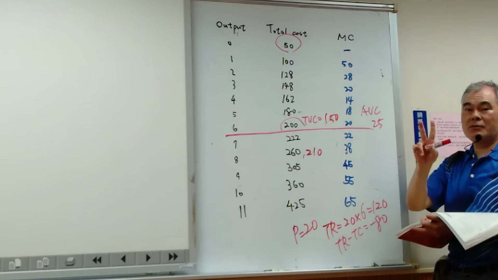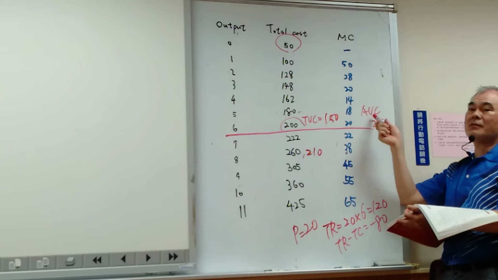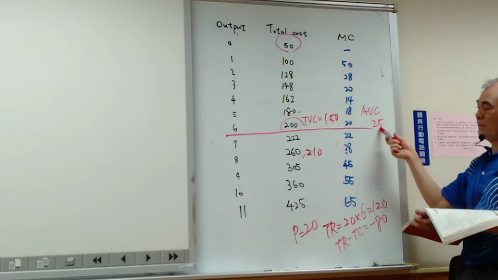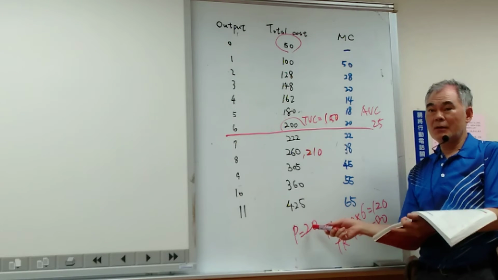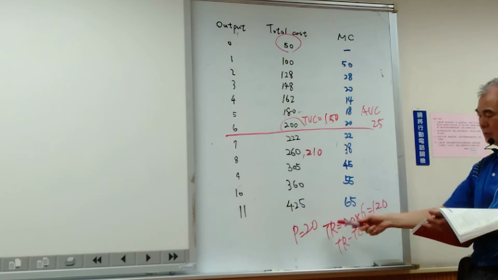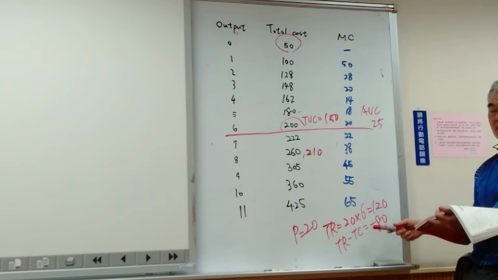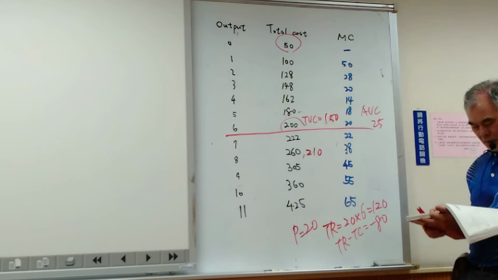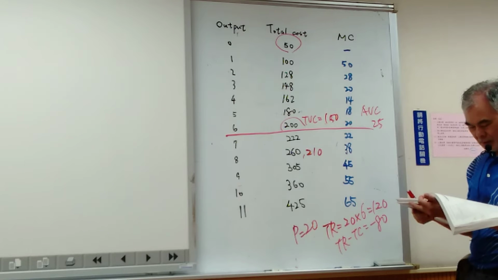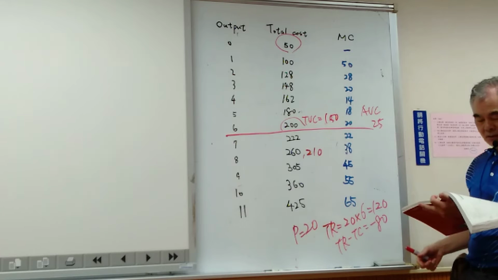So there are two ways to deal with the question here. The first one is from AVC. AVC is 25, and you only get 20. The other one is from total revenue and total cost, and you figure out that the loss is 80, so it's more than the fixed cost. So for question C, what should you do? You should get out of the market.